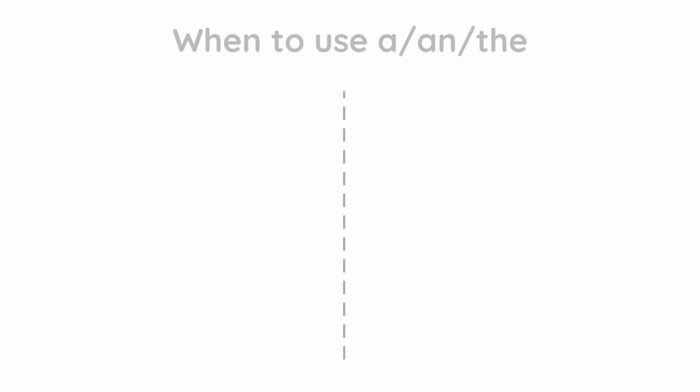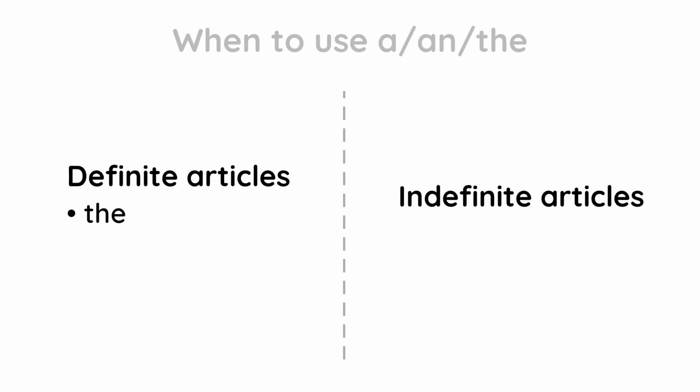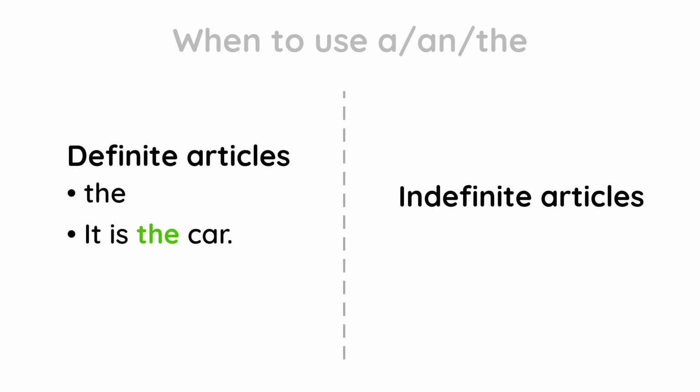There are two categories of articles: the definite articles and the indefinite articles. The article the is a definite article. These articles are used before words when we talk about a specific thing or things. For example, if you have a car in front of you, you can say, it is the car. We used the because it is one specific car.